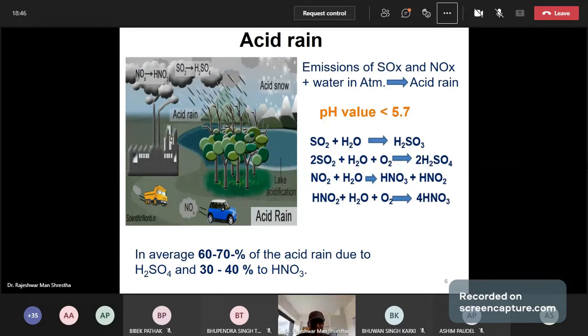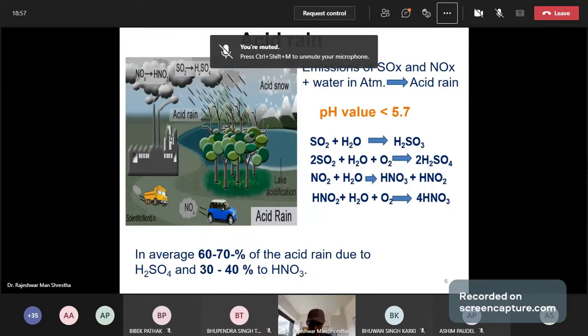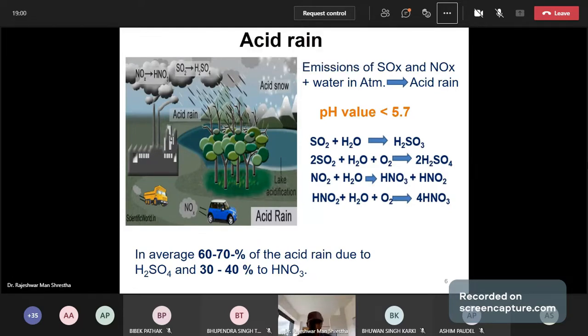On average, acid rain is a mixture of sulfuric acid and nitric acid. On average, 60 to 70% of acid rain is caused by sulfuric acid, and 30 to 40% by nitric acid. In this way, acid rain is formed by the reaction between the oxides of sulfur and nitrogen released by human and natural activities and water molecules present in the atmosphere, forming acid, and that will fall down on the ground or water. That's called acid rain.